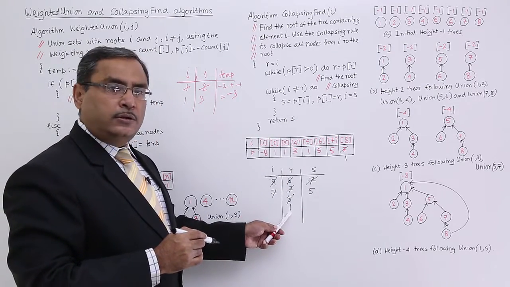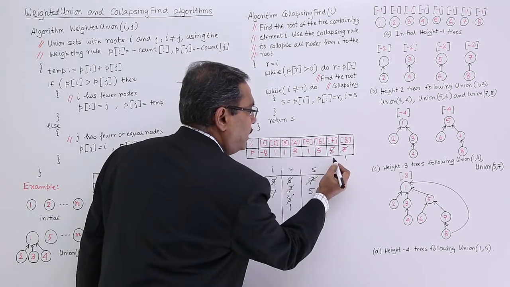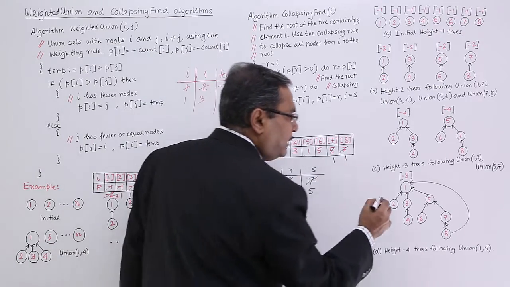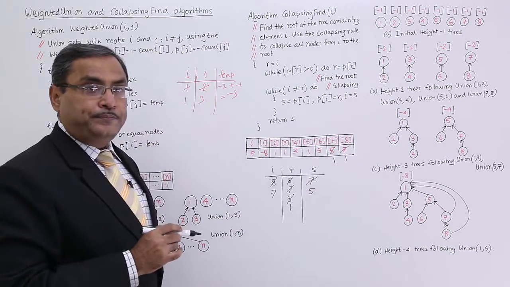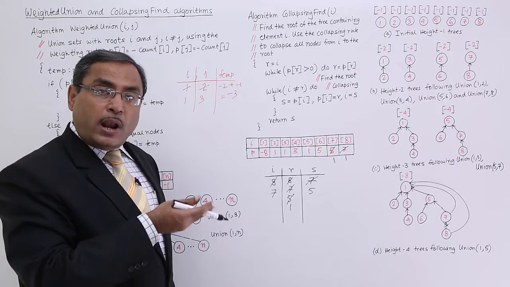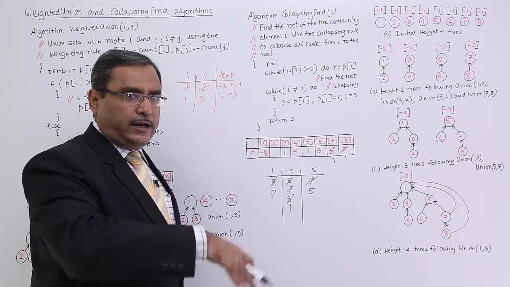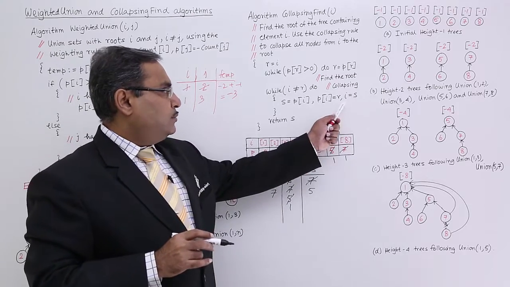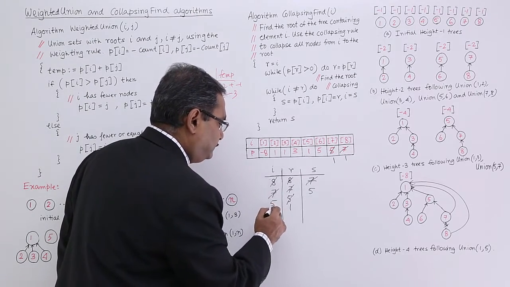So what is R there? 1. What is the location number? 7. So at the 7th place, I am having 1. So that means the 7th node is also pointing to this 1. So that is our collapsing find. All the nodes coming on the way, they are getting connected with the root node. Okay, now last one is I is equal to S. So I will be equal to 5.